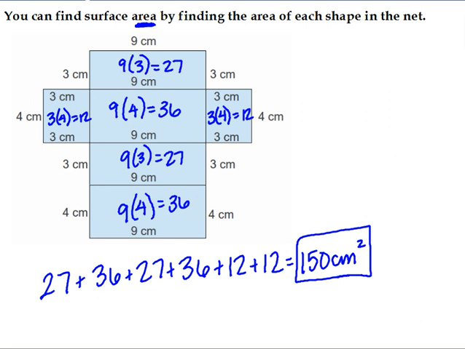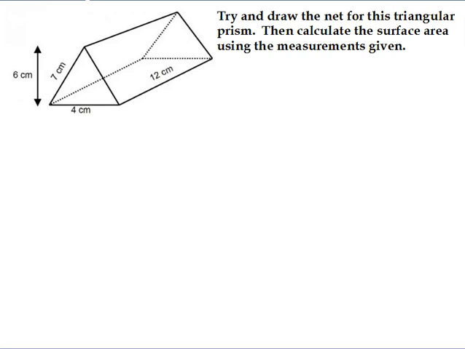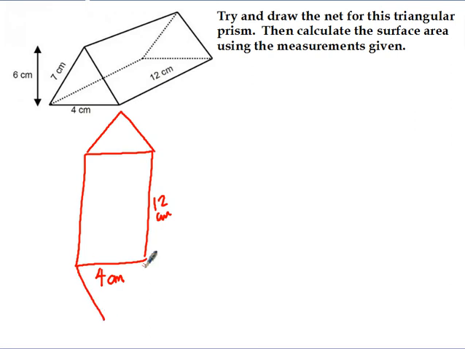Now for the next one, they don't give us the net, but we're going to draw it. Okay? So we're going to try and draw the net for this triangular prism. Alright, so if I think about it, I have my bottom rectangle. That bottom is 4 centimeters by 12 centimeters. And then I have the 2 triangles on either side of that bottom, and it tells me that this distance is 6, and this side is 7.